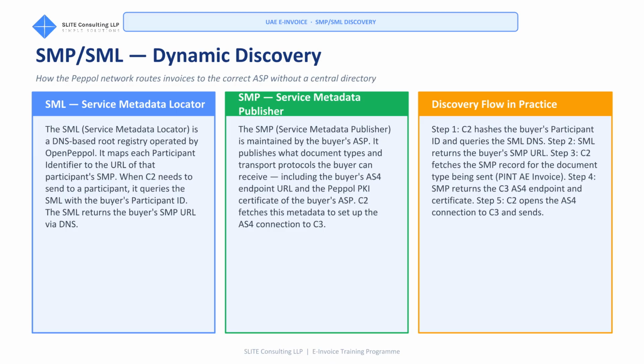The flow in practice: your ASP hashes the buyer's participant ID, queries the SML over DNS, gets back the SMP URL, fetches the SMP record for the .ae document type, gets the buyer's AS4 endpoint and certificate, and opens the connection. 5 steps. If any fails, typically because the buyer isn't registered yet, you'll get a discovery error. That's a very common one to handle gracefully in the early phases. Next, the reporting and acknowledgement flows.